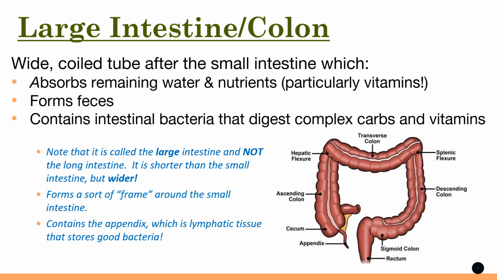So let's talk about the large intestine. This is going to be a wide coiled tube right after the small intestine, which absorbs remaining water and nutrients, particularly vitamins. It's going to form feces, and it is going to contain intestinal bacteria that can help digest complex carbs and vitamins that aren't digested other places.